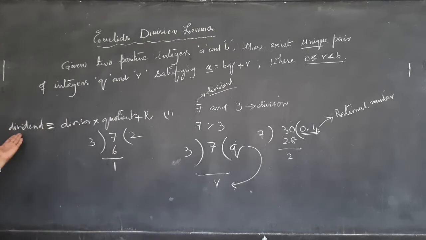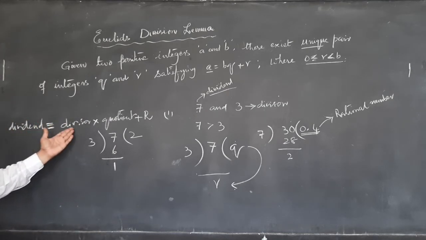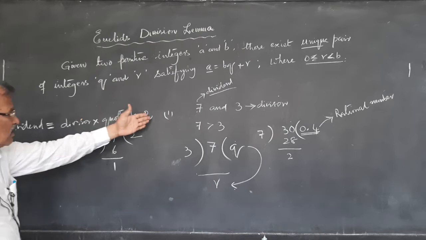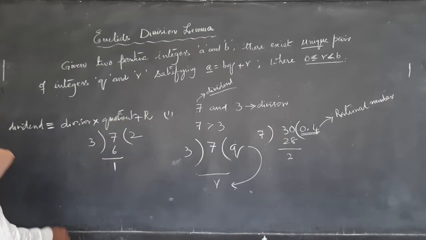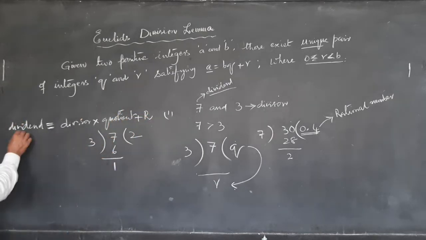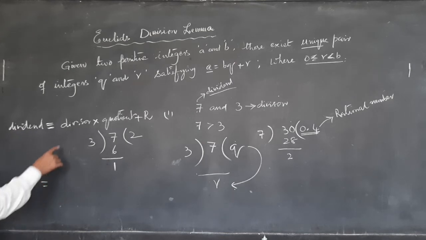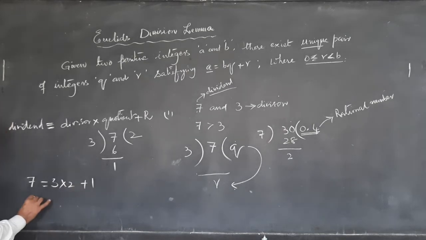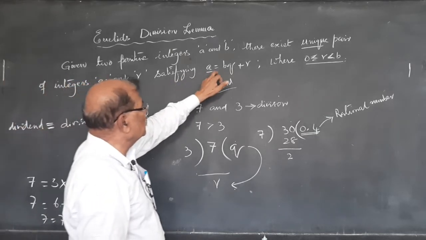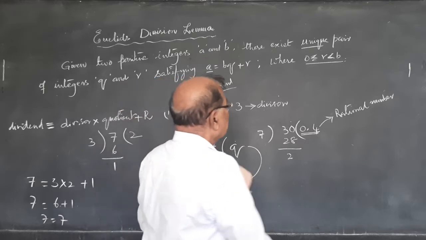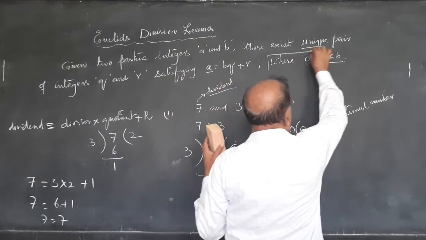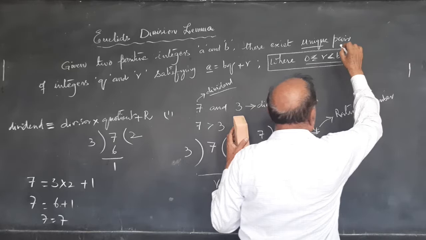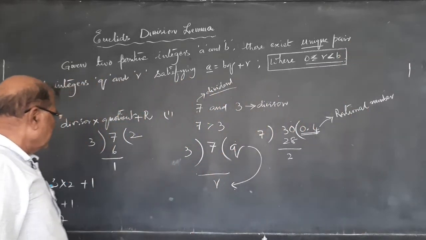What is A? Dividend. What is B? Divisor. What is Q? Quotient. What is R? Remainder. For example, the biggest one is 7. 7 is the dividend. 7 is equal to divisor 3, quotient 2, plus 1. 7 is equal to 6 plus 1. 7 is equal to 7. So the relation A is equal to BQ plus R is satisfied. Please try to concentrate on this relation very clearly.